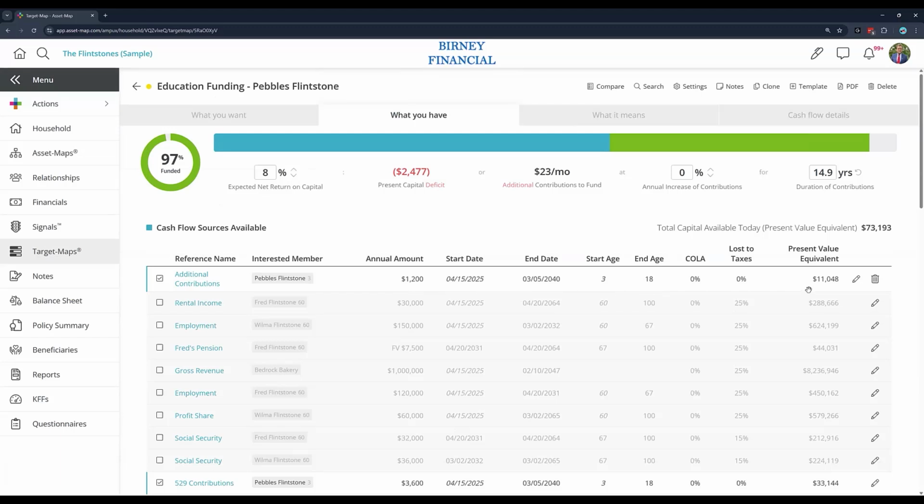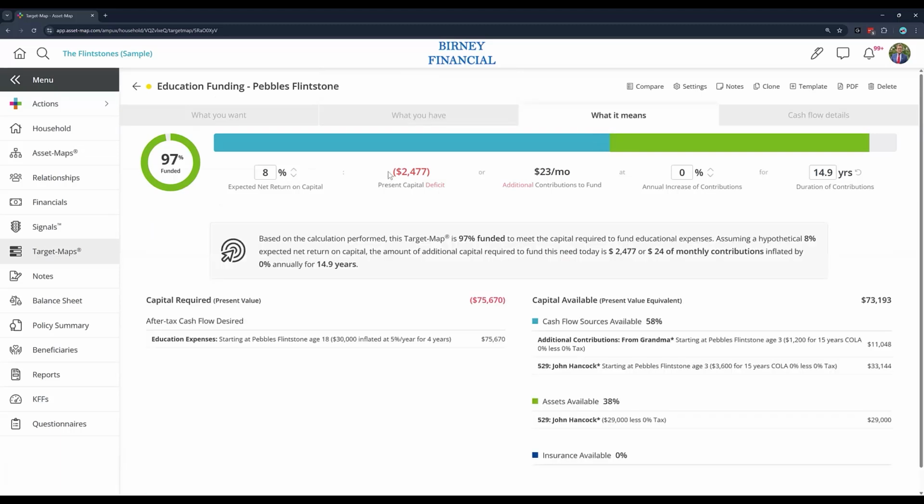But if grandma kicks in $1,200 a year for the next 15 years, that has a present value equivalent of $11,000. What does it mean? It means we are almost there, right? This kid might be taking out about $2,500 in student loans. That is awesome. I wish I only owed $2,500 in student loans.